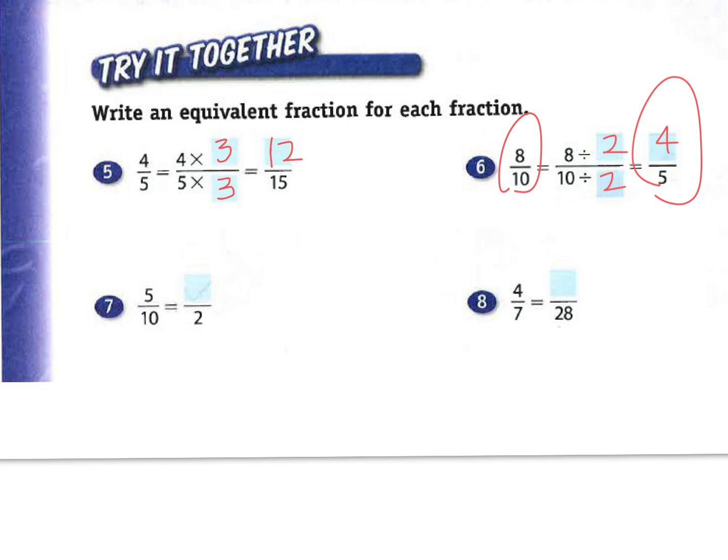Down here, number 7, 5/10 equals something over 2. So how do we get from 10 to 2? Well, we divide by 5. So then I would have to divide by 5 on the top. 5 divided by 5 is 1. And then down here, I think, okay, 4/7, 7 times what equals 28? 7 times 4. 4 times 4 is 16.